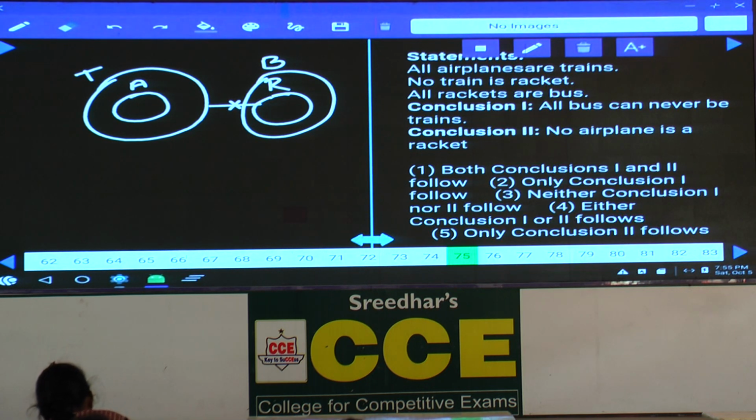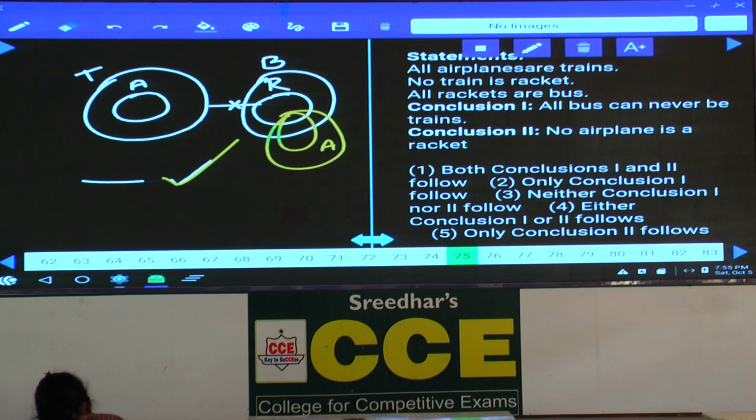And second one is a definite conclusion. No aeroplane is a racket. As of now it is true. And to make this one false, we need to prove some aeroplanes are racket. Is it possible to draw like this? No. If I draw aeroplane like this, all aeroplanes are trains will also come. If trains come like this, no train is a racket will become false. Alternate diagram cannot be drawn, this will be true forever.